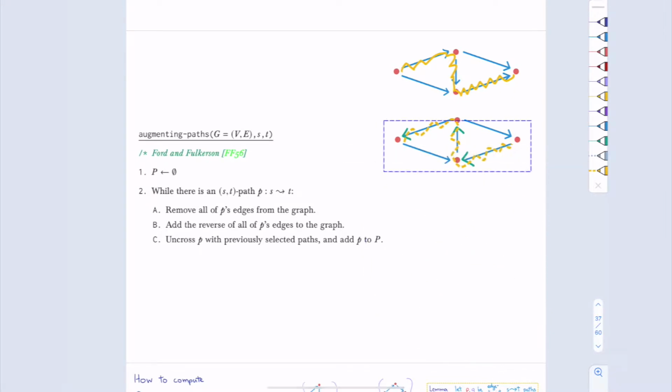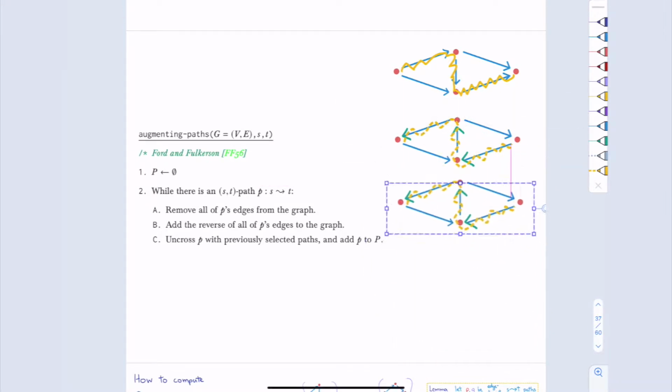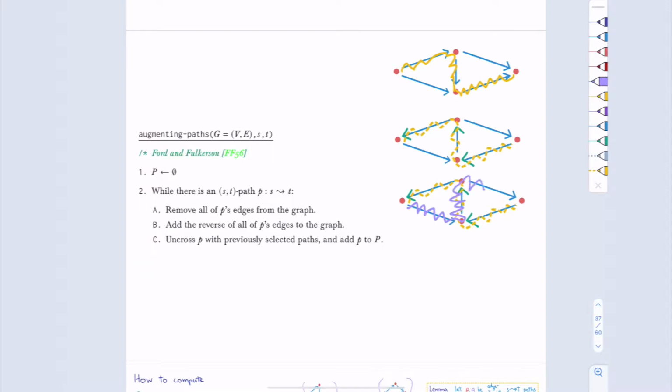Okay. So now we have this graph, and I'm going to look for a path in this one. Okay. So now I easily see that I can go like that. Right? Back in my mind, I know that I can deal with those middle edges and uncross them.